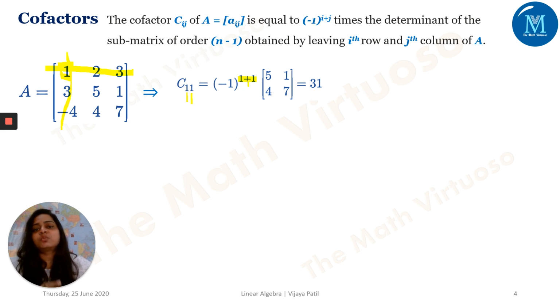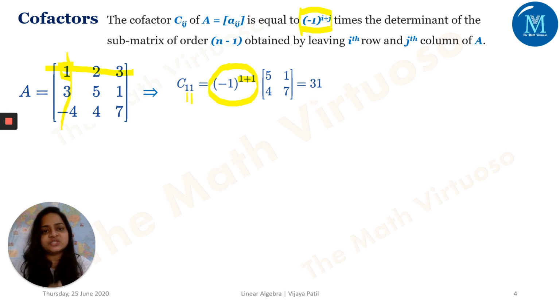Into minus 1 to the power 1 plus 1. So if you understand the concept of minors, there is nothing remaining in the cofactors. What is the extra factor? The extra factor is minus 1 to the power 1 plus 1. So just come back to the cofactors. The cofactor Cij of Aij is equal to minus 1 to the power i plus j times the determinant of the submatrix of order n minus 1 obtained by deleting the ith row and jth column.